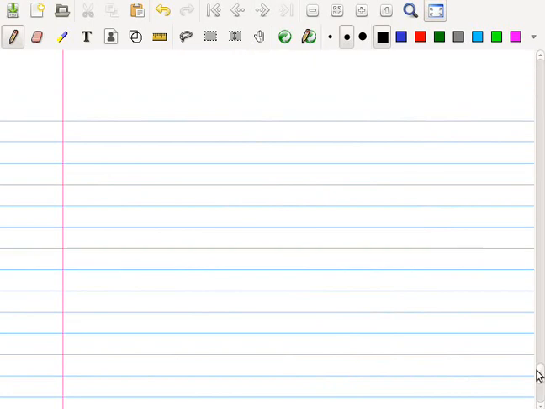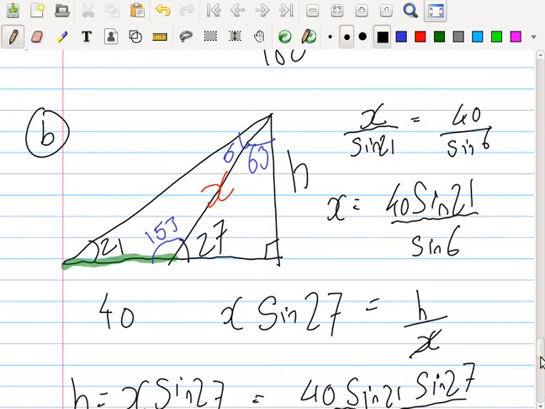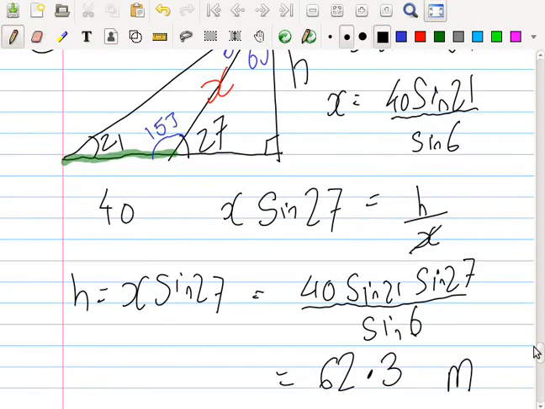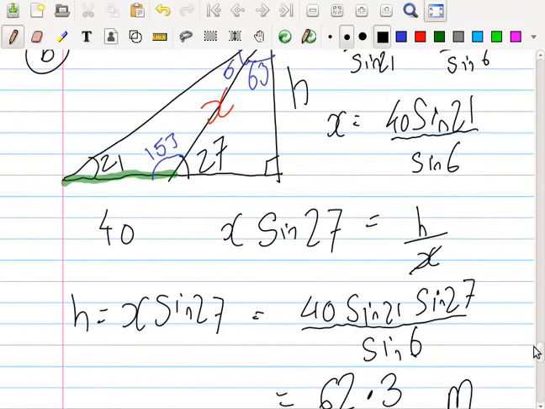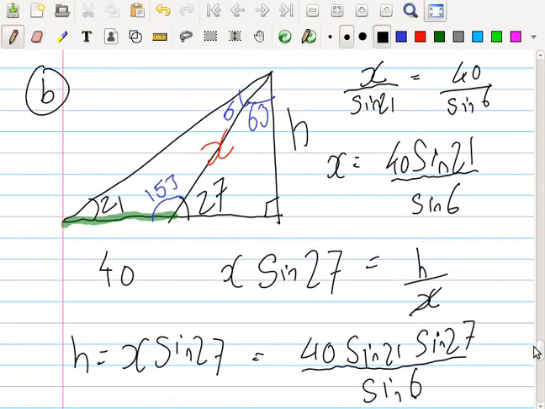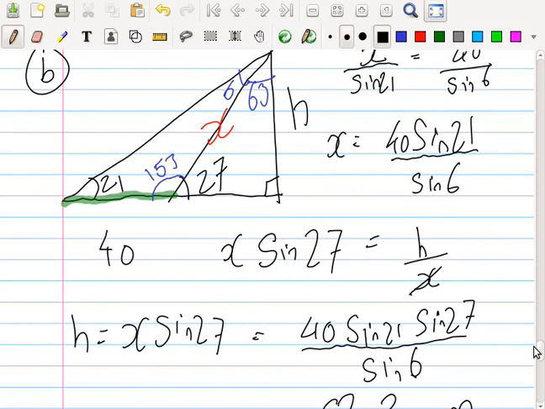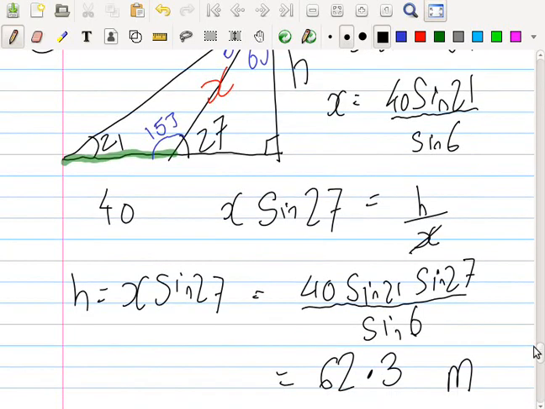Okay. Well, do you need me to go back to this? Yes? You need to go up? I don't think that, I think it's only the sine rule up the top there. It was x over sine 21 equals 40 over sine 6. Okay. Okay, see now.